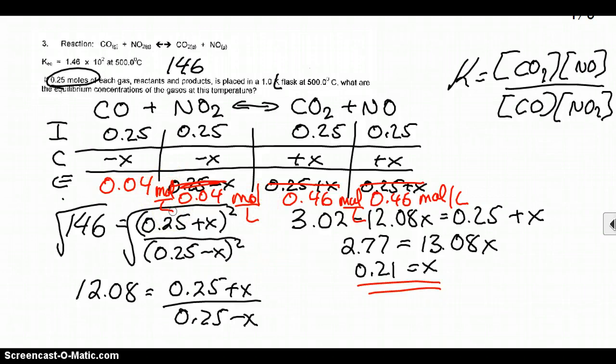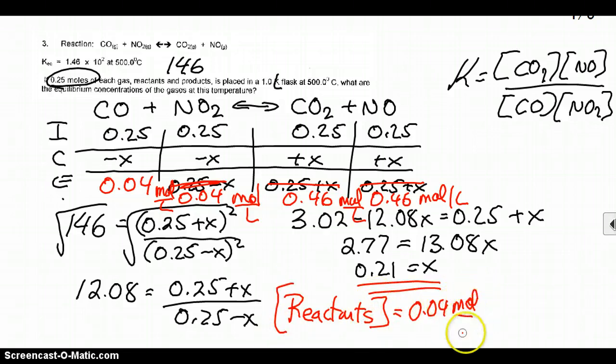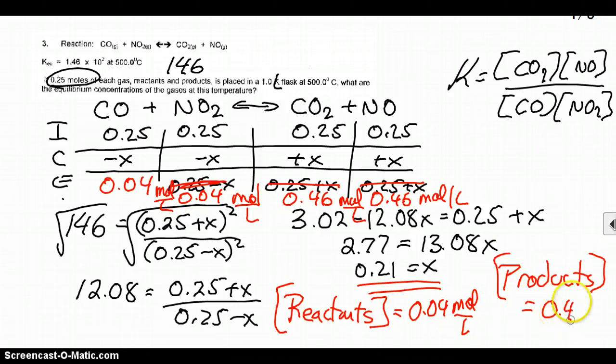We can write this out as a nice formal statement with the reactants concentration as being 0.04 moles per liter, and the products, running out of room here, concentration is equal to 0.46 moles per liter.